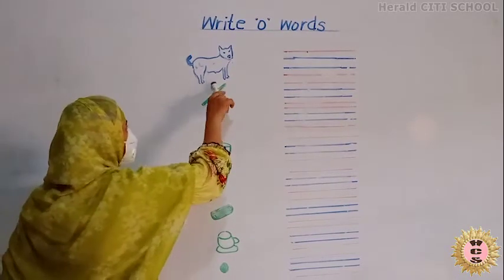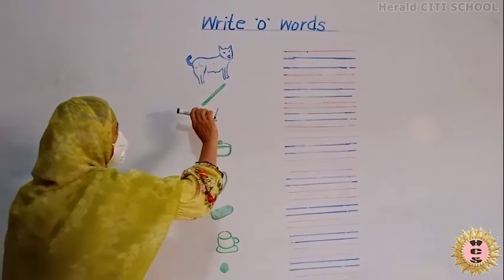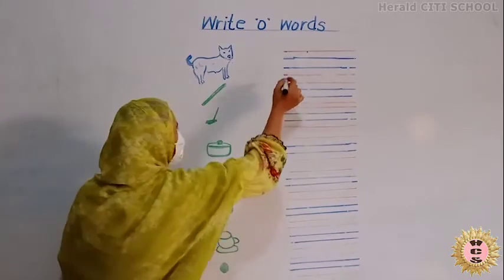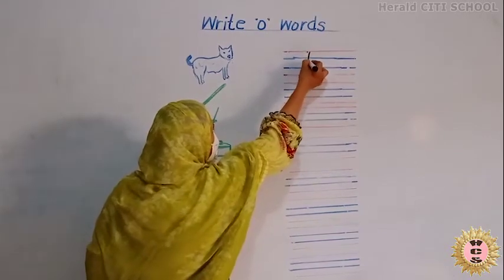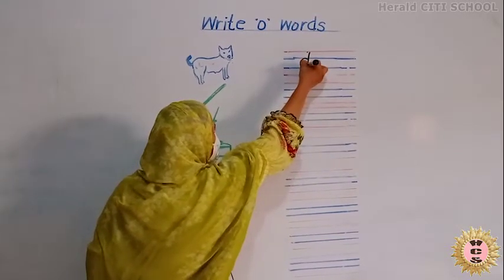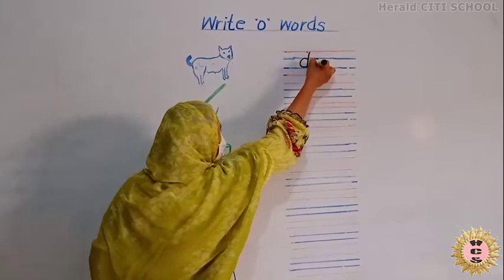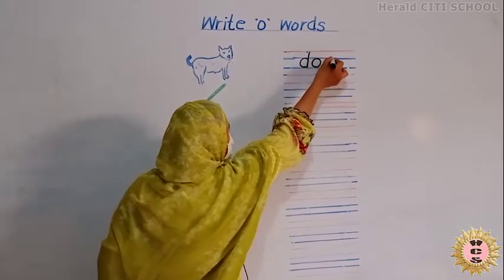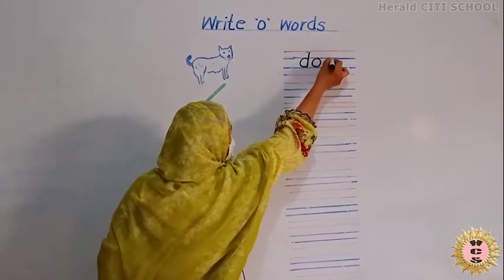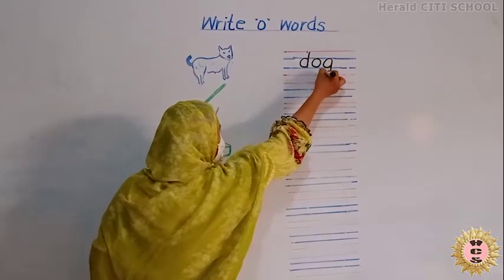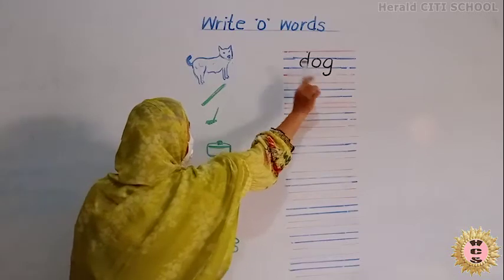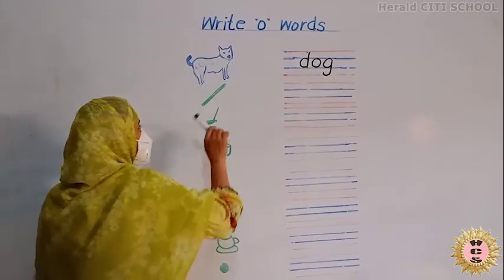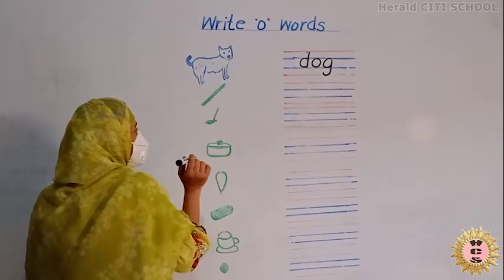Children, what is this? Yes, this is a dog and the spelling of dog is D, O, G. Dog. Now repeat it again. D O G. Dog.